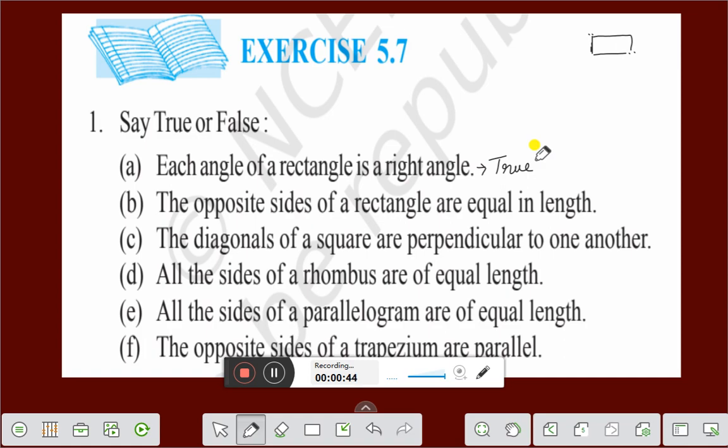Question number B. The opposite sides of a rectangle are equal in length. Yes, this side is equal to this side and this side is equal to this side. Right? That means the opposite sides of a rectangle are equal in length. That is also true.